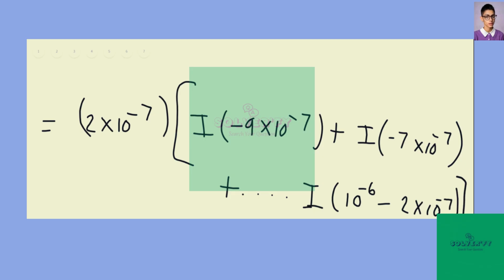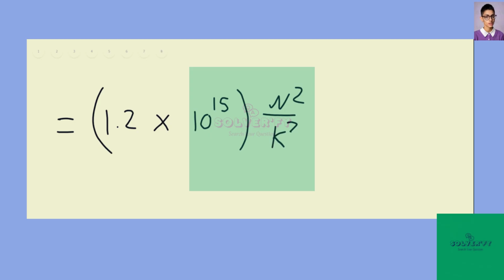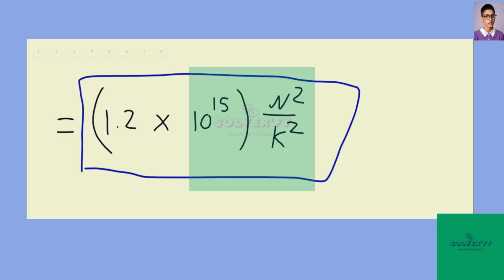And if we plug all these values into our calculator, I'd suggest using a table or a calculator program, we'll see that in terms of n and k, our answer turns out to be about 1.2 times 10 to the 15th n squared over k squared. And you can evaluate this out if you'd like, but the book leaves it in this form, so that's what we're going to write it as.